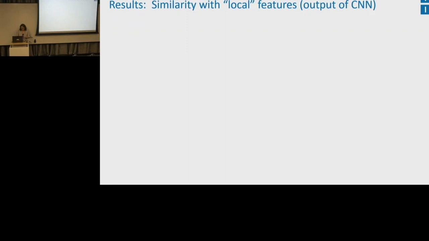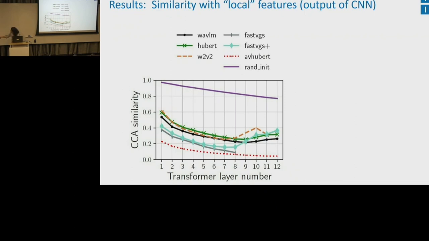So if we look at the CCA similarity between that output layer of the CNNs and each of the transformer layers, we get a bunch of curves that look like this for a bunch of different self-supervised models. So we talked a little bit about Wav2Vec 2 and HuBERT. WavLM looks pretty similar to that.